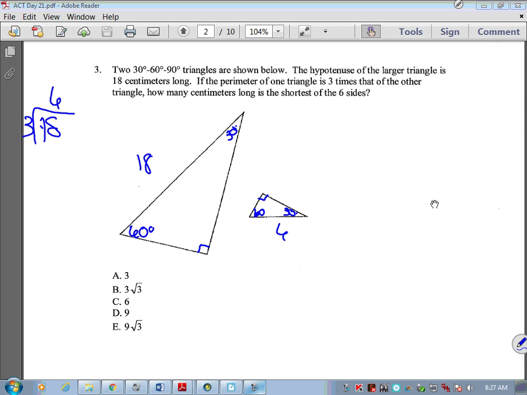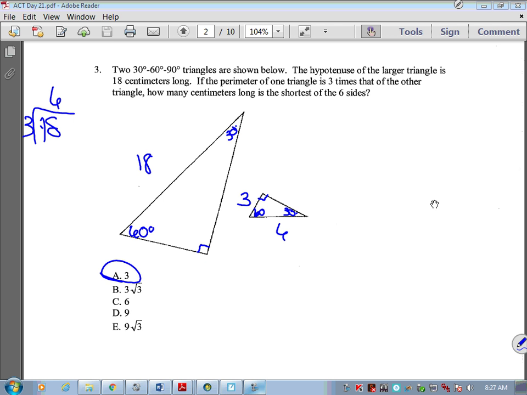And it says, what is the shortest of the 6 sides? Well, the shortest of the 6 sides would be the side opposite the 30-degree angle on the smaller triangle, right? So I'm just going to take 6 and divide it by 2, right? Which is going to leave me with 3 for right there.